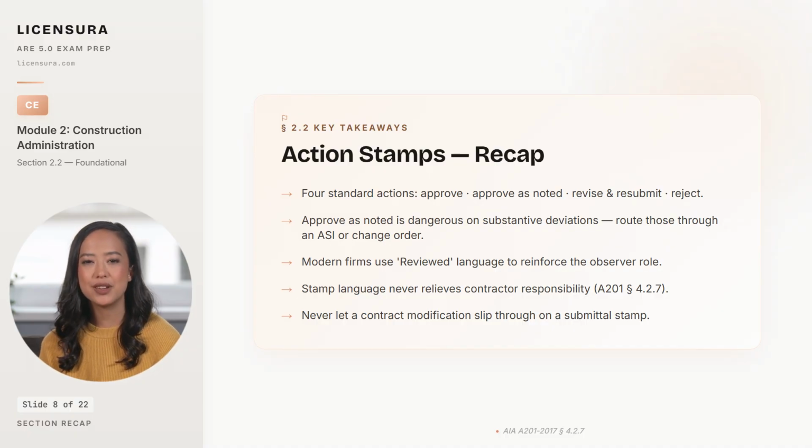Stamp language never relieves the contractor of responsibility for accuracy, dimensions, or means and methods. That limitation is written straight into A201, Section 4.2.7, and the architect's review cannot override it. And the bottom line rule that prevents most submittal-related lawsuits is to never let a contract modification slip through on a submittal stamp. Modifications run through change documents, not through review marginalia.